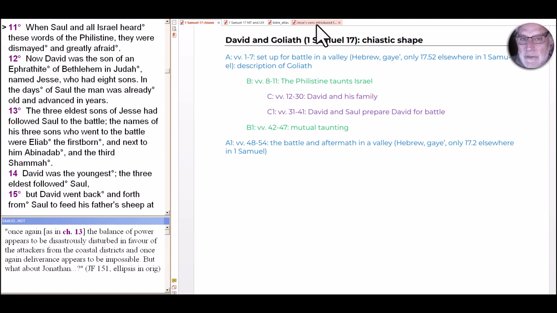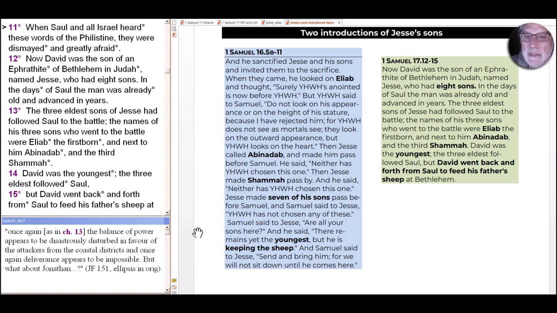And one issue we have to look at is right here, looking at the fact that in the beginning of chapter 16, we saw the same three older brothers introduced by name as we are here, and a couple of other parallels, as you can see. David being referred to as the youngest, and the fact that he's keeping the sheep. So what do we make of that?